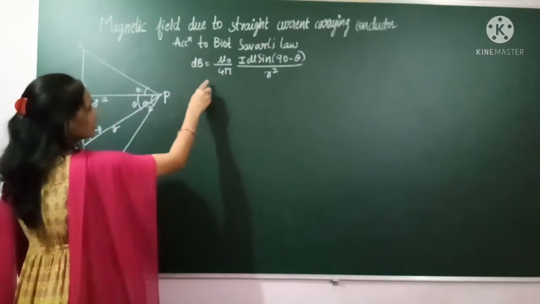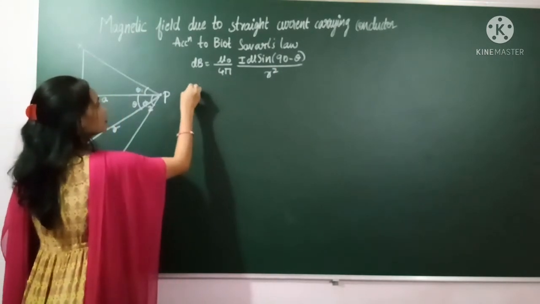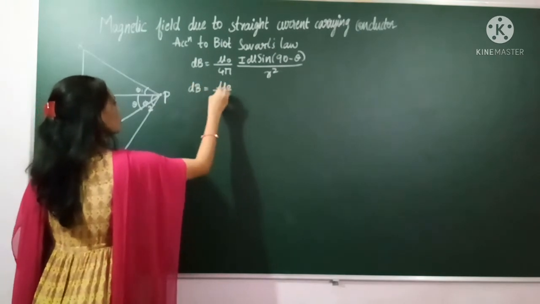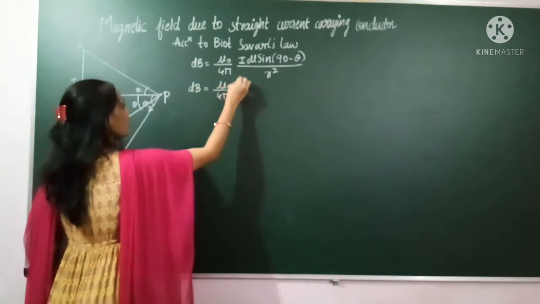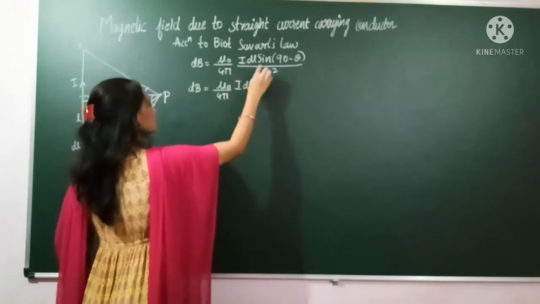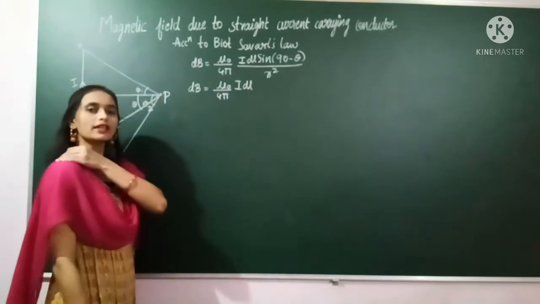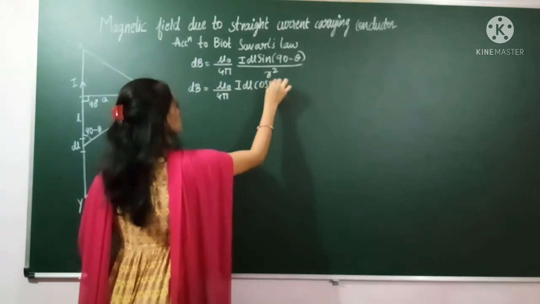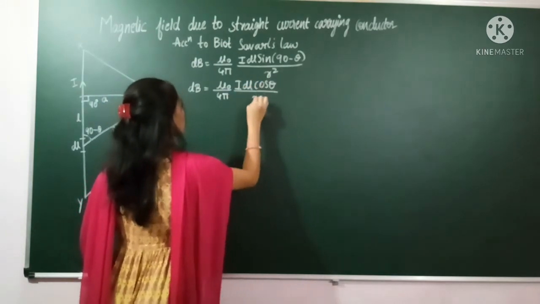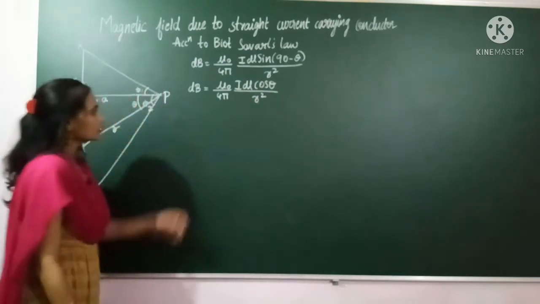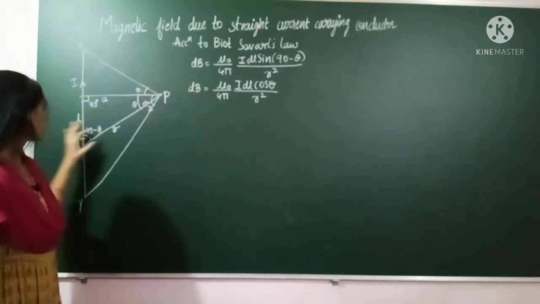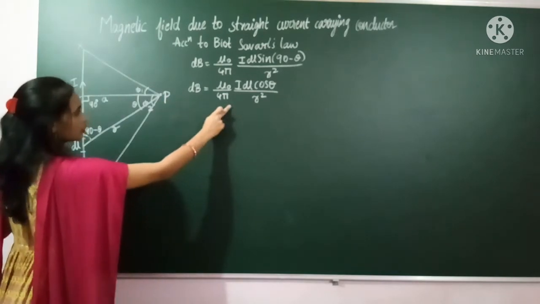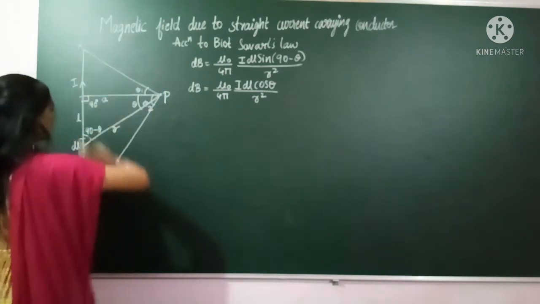Now this equation becomes dB is equal to mu naught divided by 4 pi, I into dl sine of 90 minus theta. Sine of 90 minus theta can be written as cos theta. So this becomes cos theta divided by r square. Now this is our magnetic field because of this small current element. If we integrate this equation then we will get the magnetic field for the complete wire.